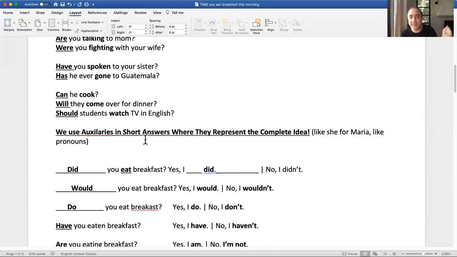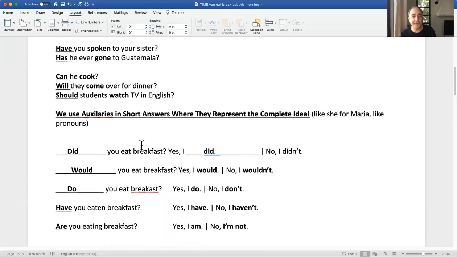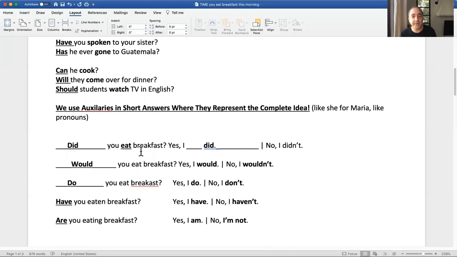English has this great thing, these short answers, where they represent the complete idea. It's kind of like, instead of saying Maria every time, we can use she, like the pronouns, where we use these little words, she, he, it, to represent a person. So let's look at these questions. Did you eat breakfast? Imagine if in English you always had to say, yes, I ate breakfast, or no, I didn't eat breakfast. It'd be tiresome. We have a more efficient way.